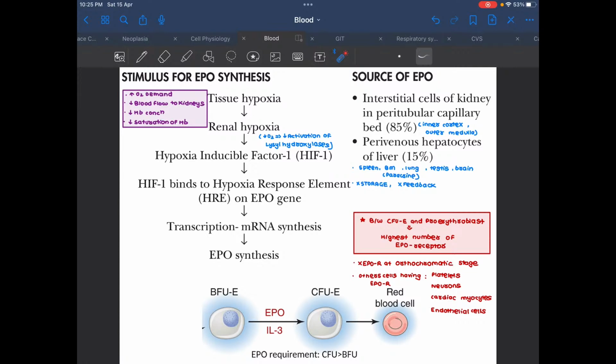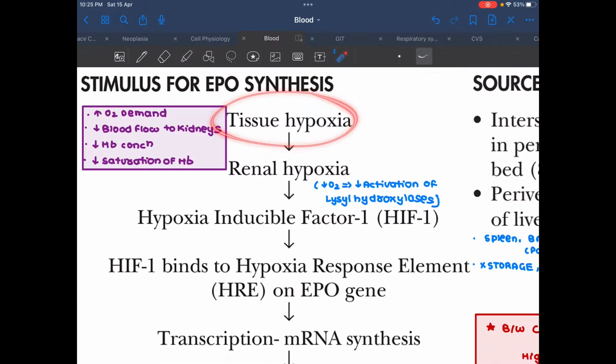So why is the erythropoietin increasing in the first place? We're going to see tissue hypoxia as the main reason. So how is tissue hypoxia being generated? Either you have an increase in the oxygen demand, or there is decreased blood flow to the kidney due to any reason, or there is a decrease in the hemoglobin concentration, or there is a decrease in the saturation, that is the oxygen saturation of hemoglobin.